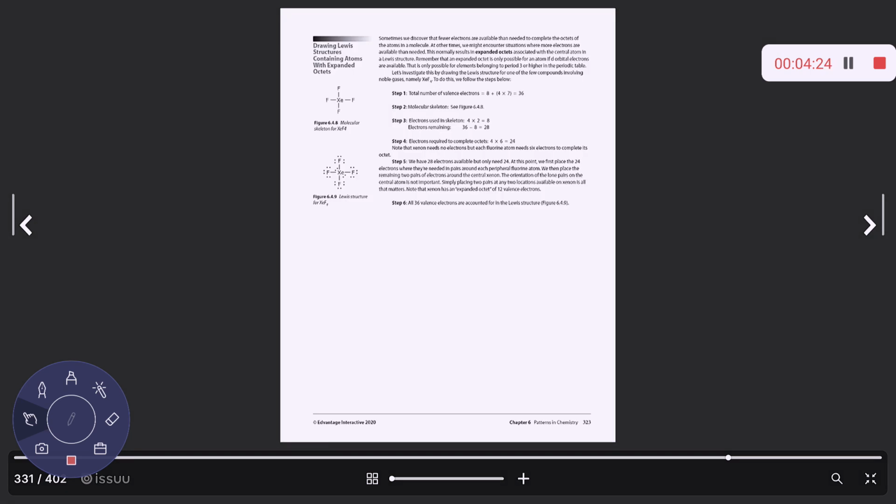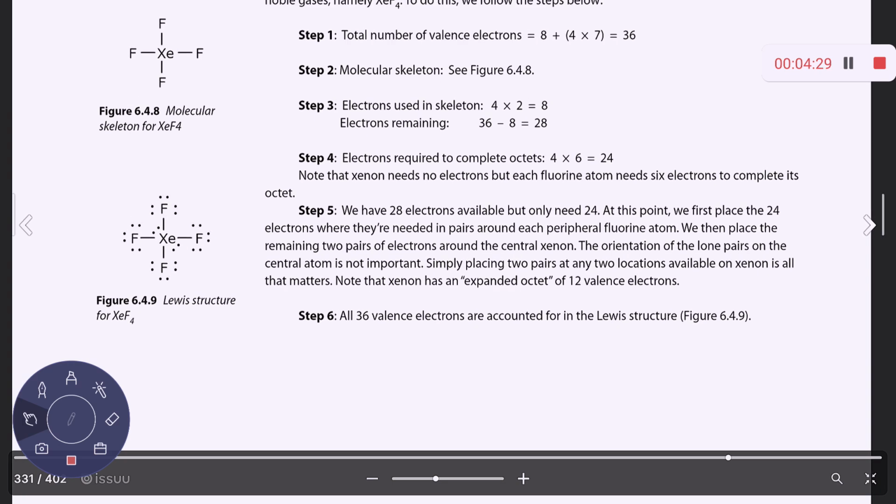Okay, on the next page, they talk about expanded octets. So I'm going to highlight the xenon here, because xenon is in the 5th period. So that means xenon has d orbitals. It has the ability to accommodate more than an octet. If we're looking at XeF4, xenon is in 8A, fluorine is in 7A.